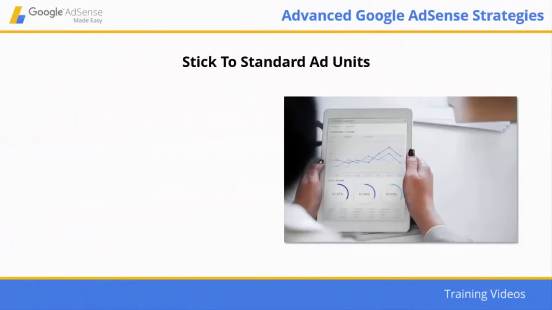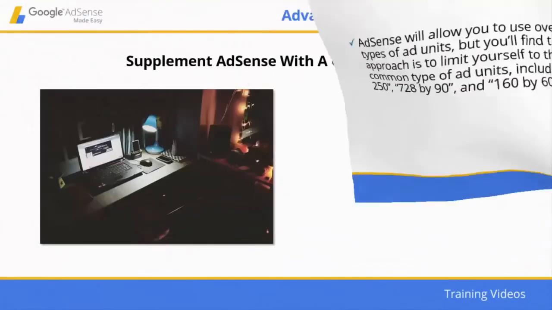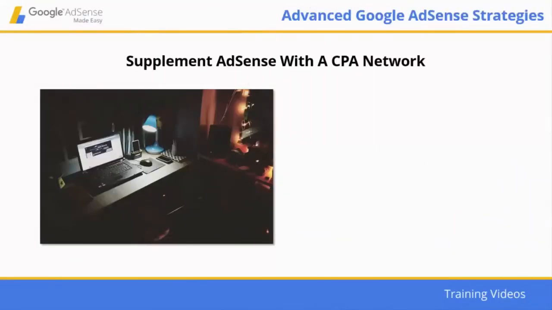Stick to standard ad units. AdSense will allow you to use over a dozen types of ad units, but you'll find that the best approach is to limit yourself to the most common type of ad units, including 300 by 250, 728 by 90, and 160 by 600. The reason why we recommend you to stick to these common sizes is that they're commonly used by most advertisers, and as such, you'll have access to a larger pool of advertisers bidding for ad space on your site.